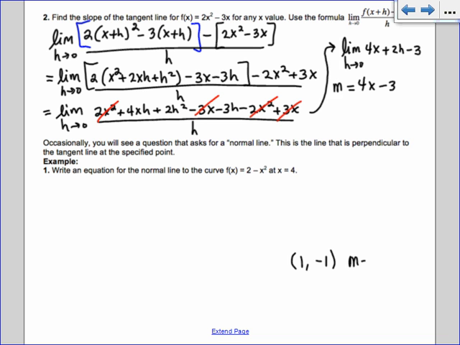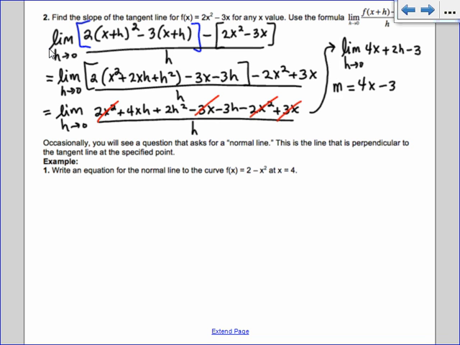And then you'd say, okay, my m is going to be 4 times 1 minus 3, it would be 1. Okay, so you would then use those different things. You don't leave x where your slope is, like in your formula. So you would find the number. Okay, so it says occasionally you will see a question that asks for a normal line.